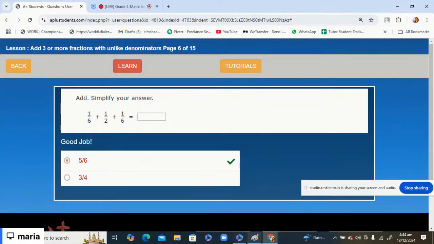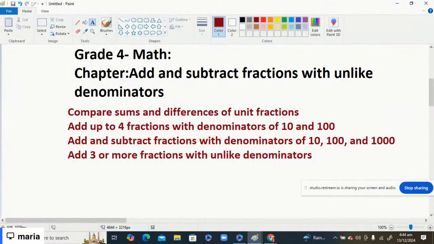Hope you guys understand this lesson. So today we covered grade 4 maths, add and subtract fractions with unlike denominators, and here is the list of the lessons. These 4 lessons we covered today.